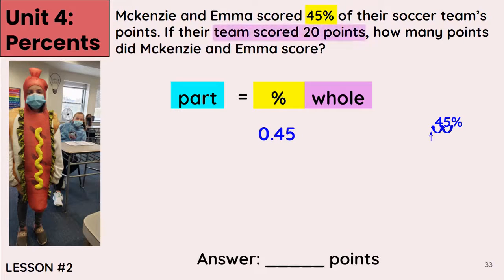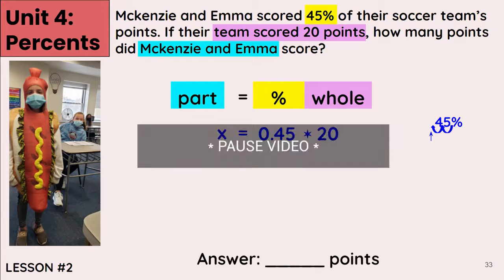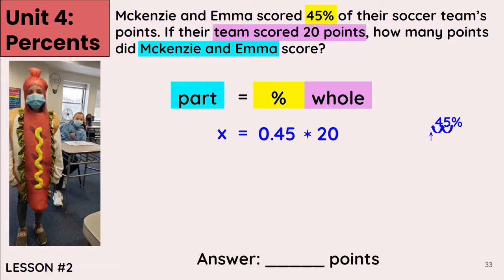If their team scored 20 points, that is the whole amount of points that were scored. So we're going to put 20 for the whole amount. How many points did Emma and Mackenzie score? Well, they're just a part of the team. So we're going to mark them as X. Okay, this is another one of those examples where all you need to do to find X is to multiply 0.45 times 20. Go for it. All right, you should have gotten that Mackenzie and Emma score 9 points.